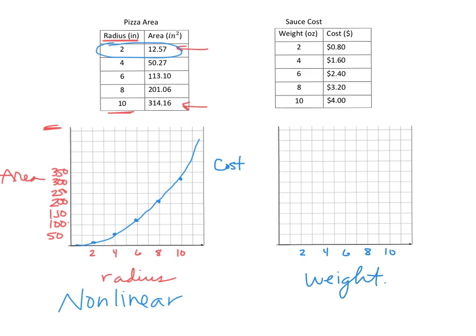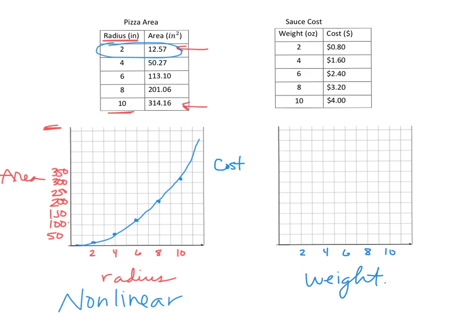What would you count by? You count by 1. You can do $1, $2, $3, $4. What else could you count by? By 80 cents. You can count by 80 cents. 80 cents, $1.60. Oh goodness, $2.40. You keep working your way up by 80 cents.